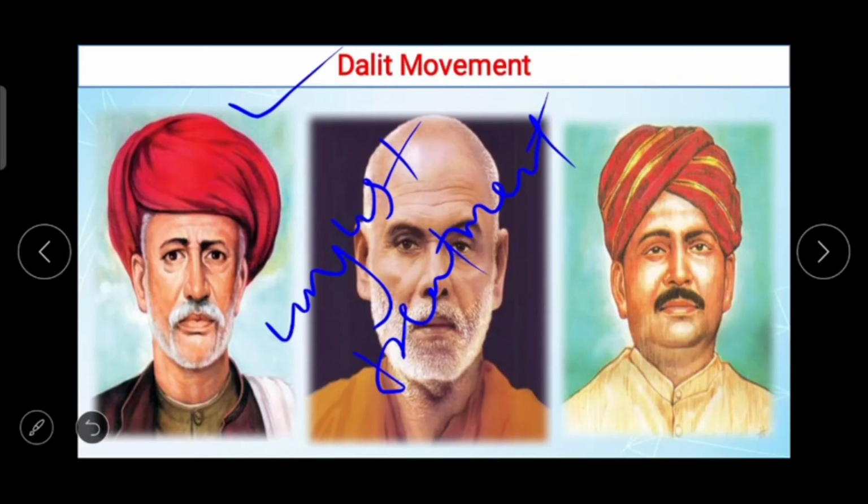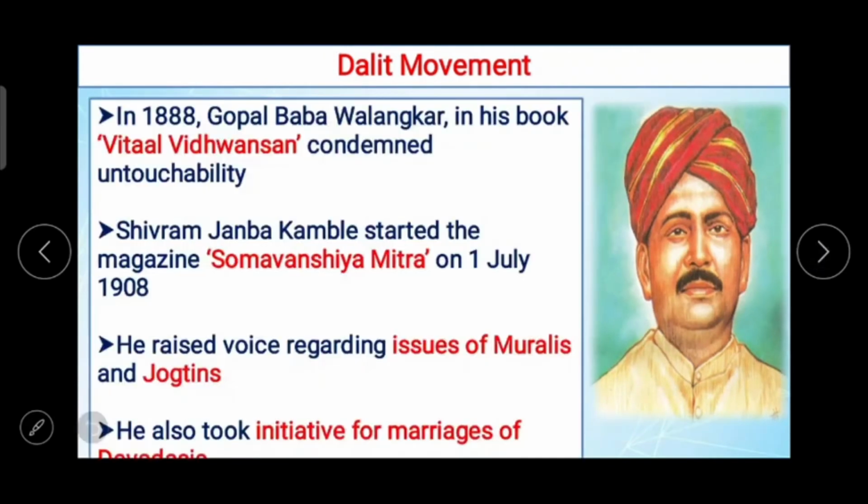So following the teachings of Mahatma Phule, Gopal Baba Walankar and Shivram Janba Kamble worked for the eradication of untouchability. In 1888, Gopal Baba Walankar in his book Vital Vidwans condemned untouchability. Then Shivram Janba Kamble started the magazine Somvanshiya Mitra on 1st July 1908. He raised his voice regarding issues of Murlis and Joktis.